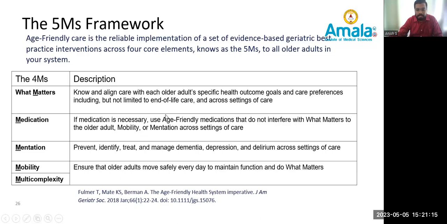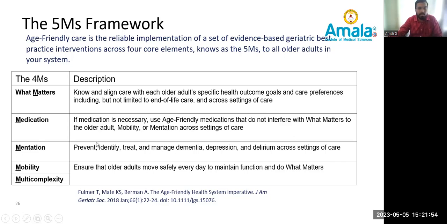Medication: if a medication is necessary, use age-friendly medications that do not interfere with what matters to older adults, do not interfere with mobility or mentation. Drugs like benzodiazepines that you give for decreased sleep can result in drowsiness, can result in delirium, which can lead to falls in prone patients, and that can result in a fracture, and that can result in hospitalization. Hospitalization can result in a functional decline, can result in sarcopenia, can make a patient who was moving around bedbound by a simple trivial fall.